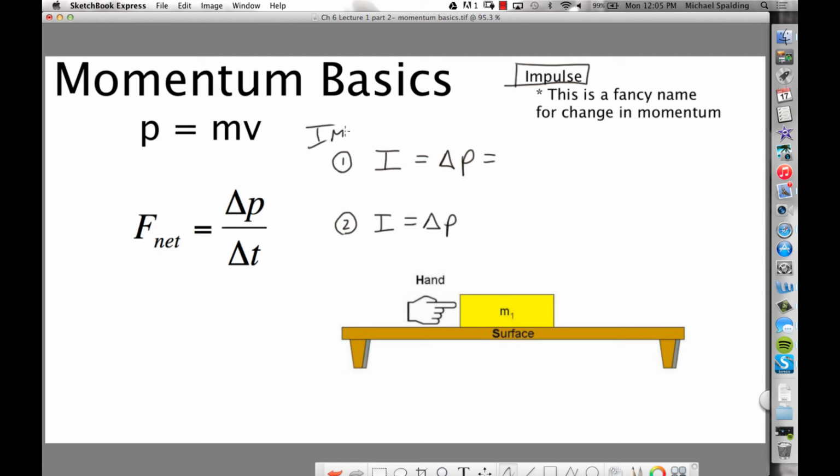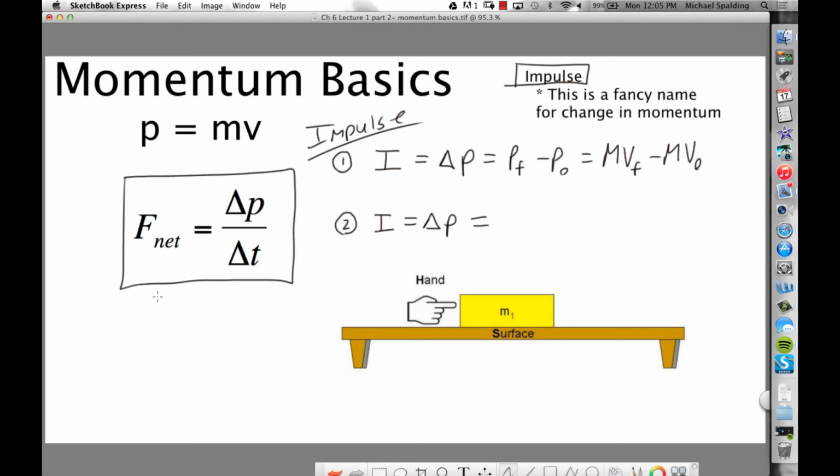So we're talking about impulse. All right, the first way to calculate impulse, if impulse is change in momentum, you can just go momentum final minus momentum initial, which would be mv final minus mv initial, right? Because momentum is mv. So change would be momentum final minus momentum initial. Okay, what's the second way to calculate impulse?